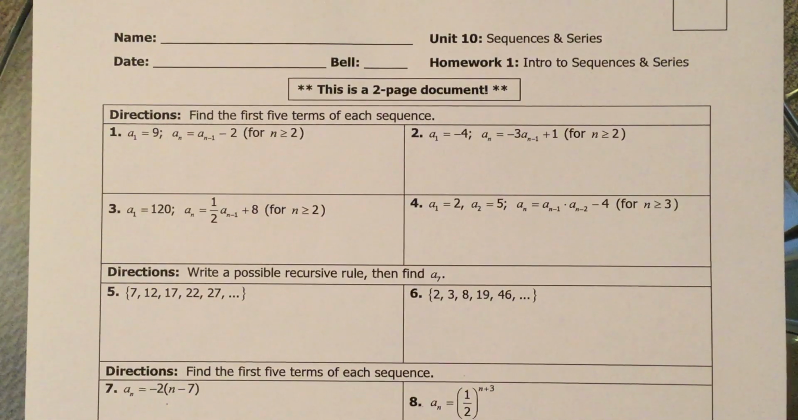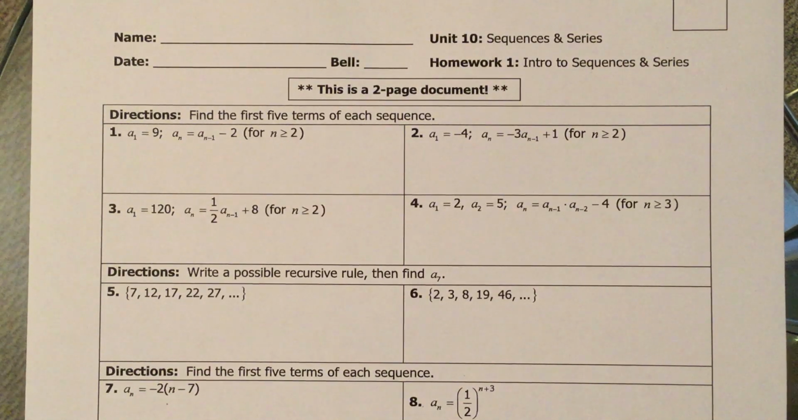Homework 1 is an intro to sequences and series. So we've got a bunch of different types of problems. So you're going to get a really quick intro to everything. So the first set, we are finding the first 5 terms of each sequence. So these ones are defined recursively rather than explicitly. You've got a couple different types.